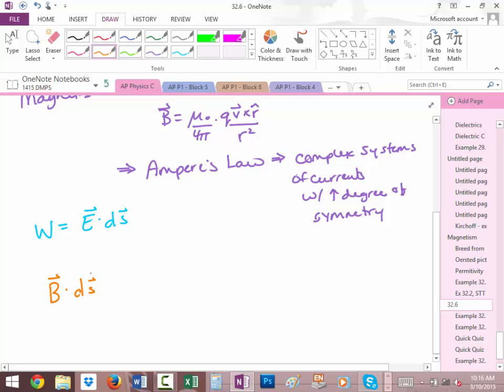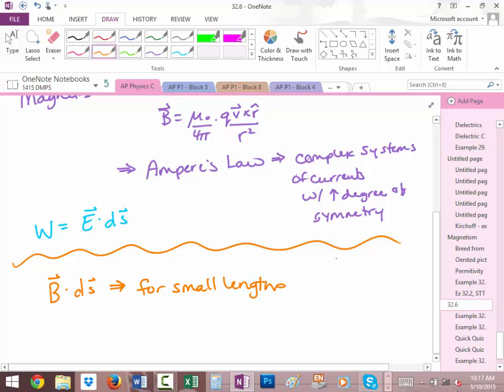Okay? So the way that I look at it is that we're going to look at this interesting dot product, because something nice is going to come from it. So really what we're looking at is a magnetic field dotted with some little distance ds. So we're looking at this product for small lengths ds on a circular path around a current carrying wire.